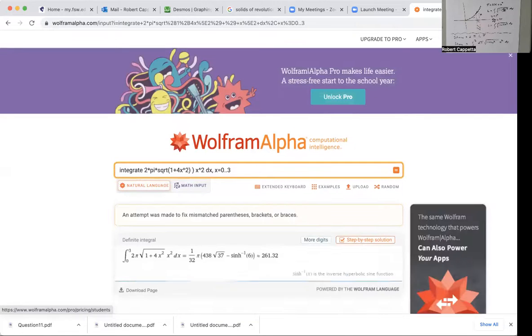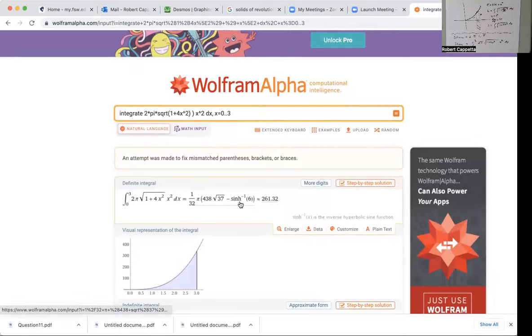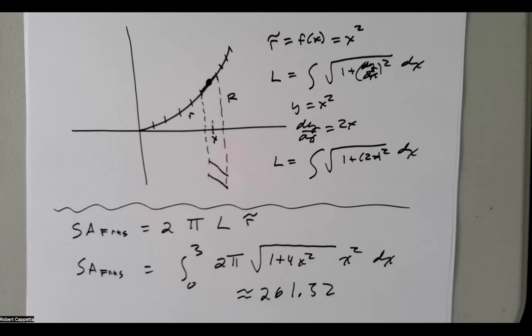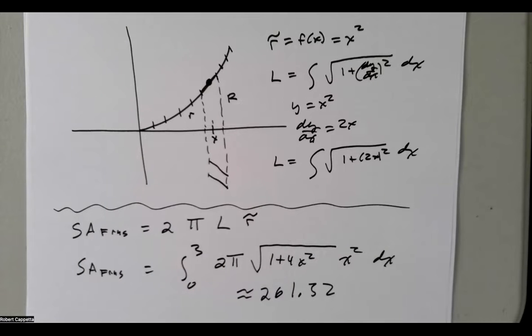We get an answer working with the inverse hyperbolic sine. So my guess is with enough muscle, we could probably get this to work with trigonometric substitution. But that's not really the point of this lesson. So let's go ahead and just take our approximate answer here of 261.32. And that would be measured in square units. So that's the surface area of that frustum that we're working off of.